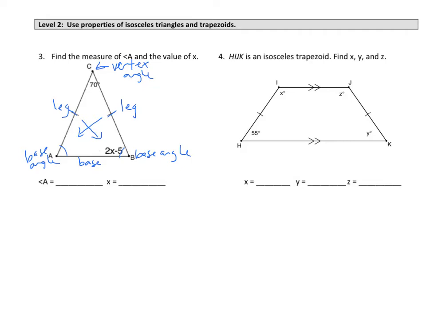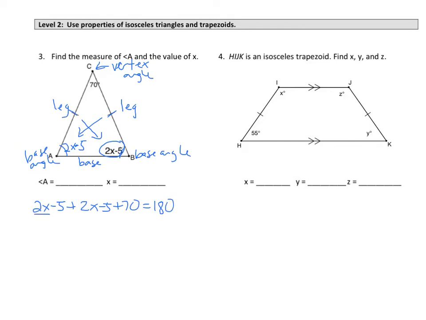Okay, so to find the missing angles in this triangle, there's kind of two different approaches. One way I could do it is if I have the expression 2x minus 5 in angle B, I could put 2x minus 5 in angle A also, because I know those two angles are congruent. And then all of the angles in a triangle add up to 180, so I could do the equation 2x minus 5 plus 2x minus 5 plus 70, add all the angles together, and then set it equal to 180.